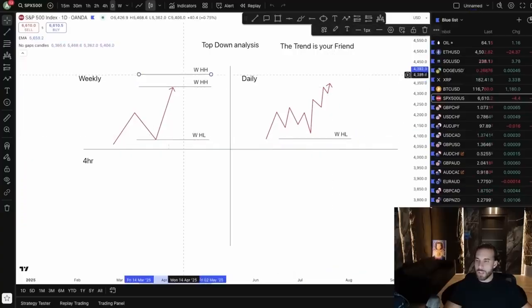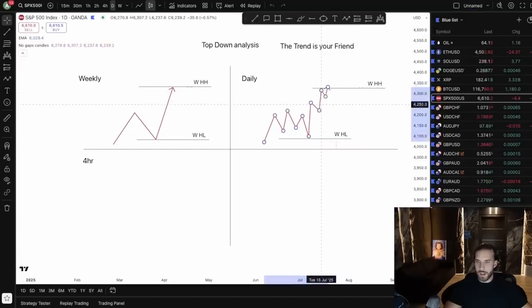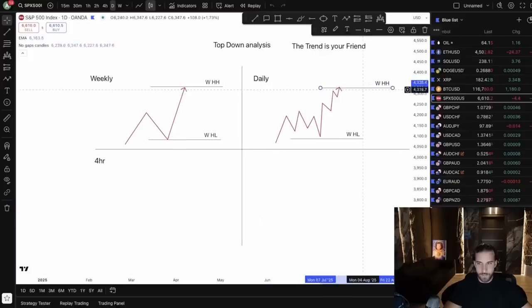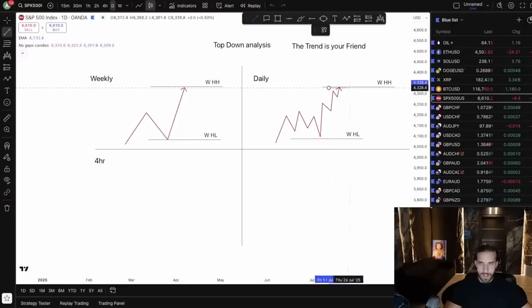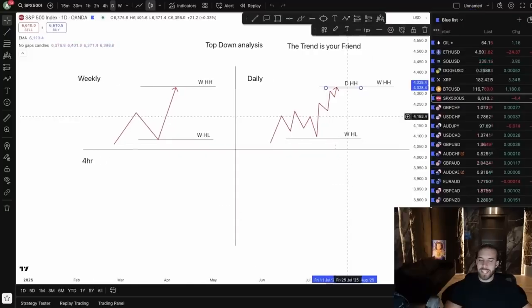And this is what the weekly higher high would look like if I were to place the weekly higher high at this daily time frame. Now, this is the weekly higher high. This is the weekly higher low on the daily time frame. But on the daily time frame, this is the daily higher high as well. So we're just going to put here daily higher high. And then where is the daily higher low?